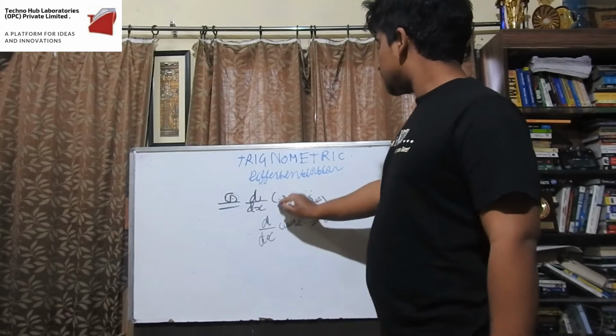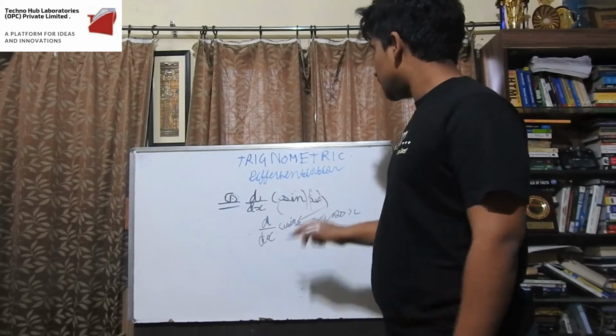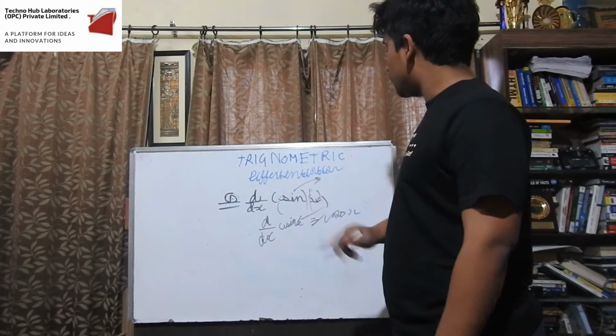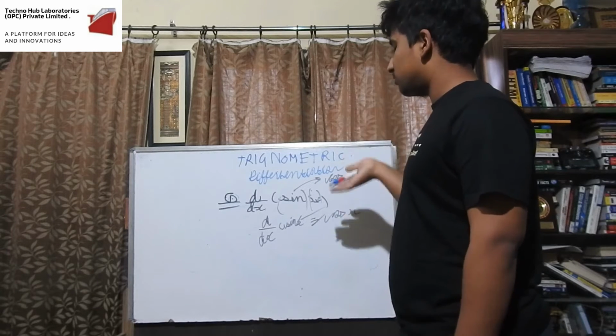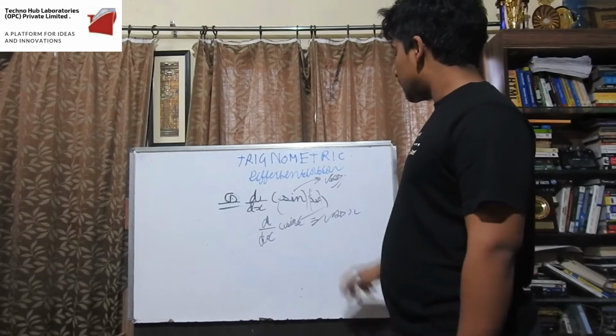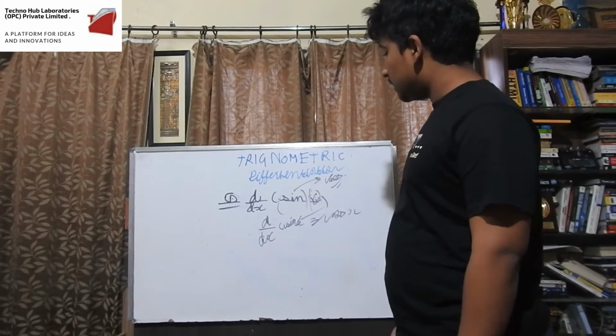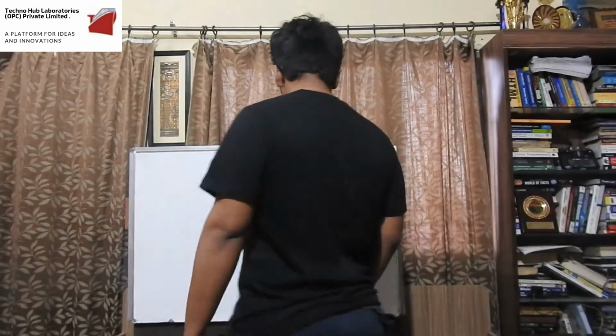What you need to do is just separate this sine from this 5x. Find the derivative of sine, that you already know. It is cos x. So you can write that in the final answer. The derivative of this 5x is, you remember the power rule. We'll apply the power rule over here.